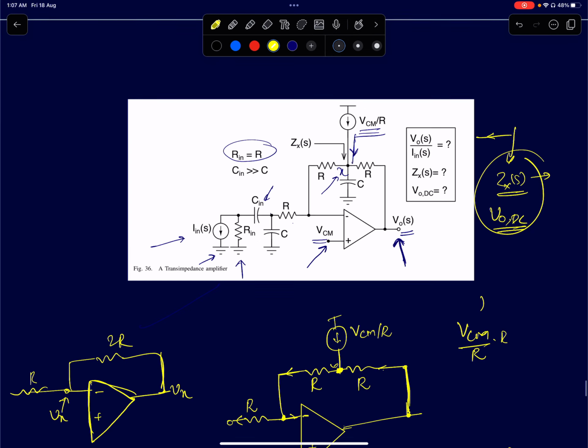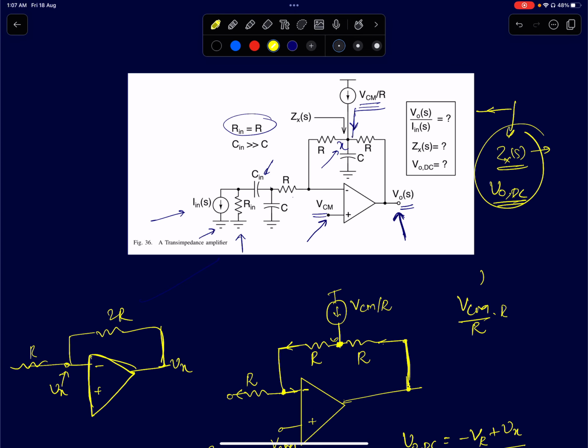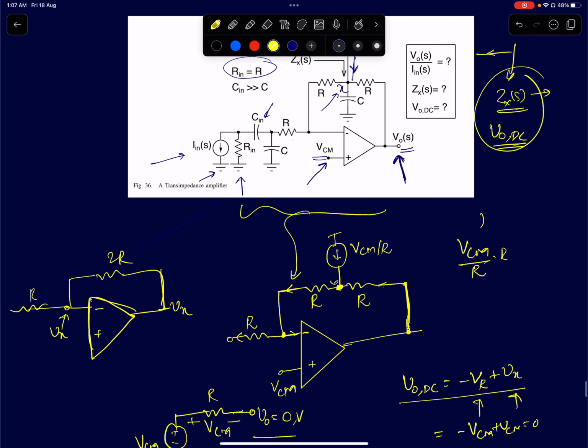So first, we'll find out the output DC voltage. To find the output DC voltage, open circuit independent AC current sources and short circuit independent AC voltage sources, and open circuit all the capacitors. Once you do that, the circuit reduces to something like this. The resistor R here will be floating, and I've removed the capacitor here, and the capacitor here also, so the input resistor doesn't come into the picture. This is how the circuit is reduced. Now this resistor is floating, so no current flows through it.